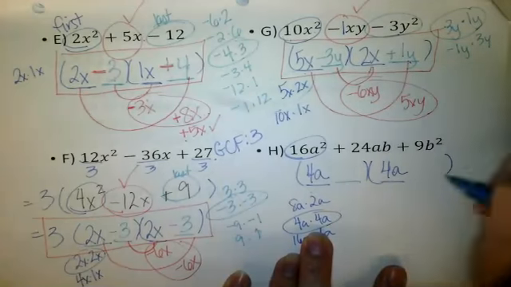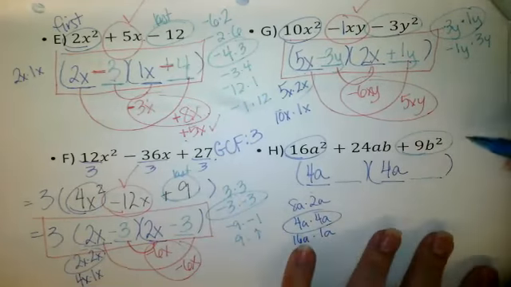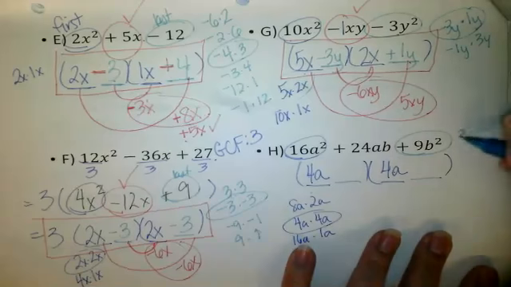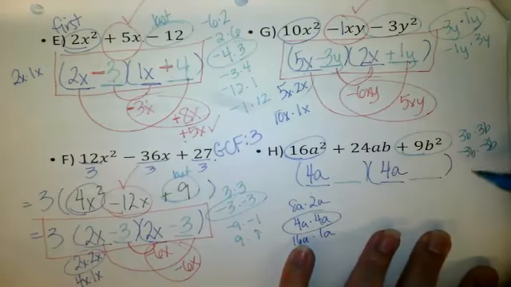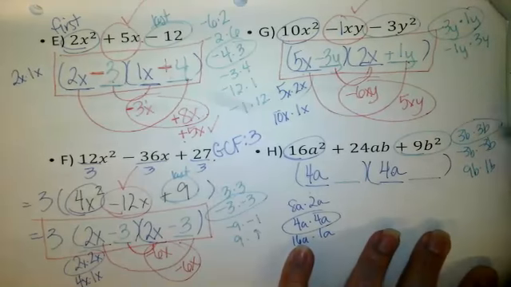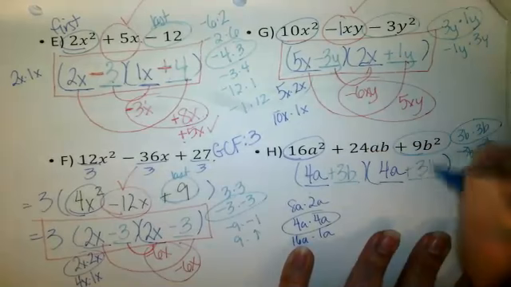And then last times last has to be 9b squared. What times what is 9b squared? 3b times 3b. Negative 3b times negative 3b. And also 9b times 1b. Which one do you want to try? Yeah, again, if there's a perfect square, let's try that. So positive 3b and positive 3b.